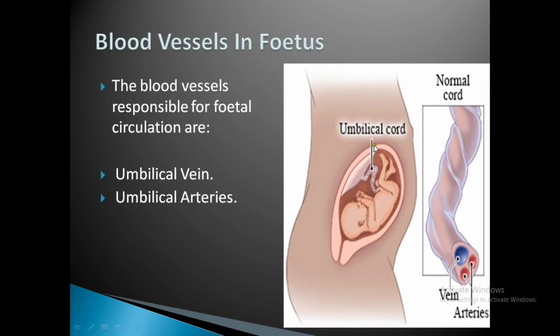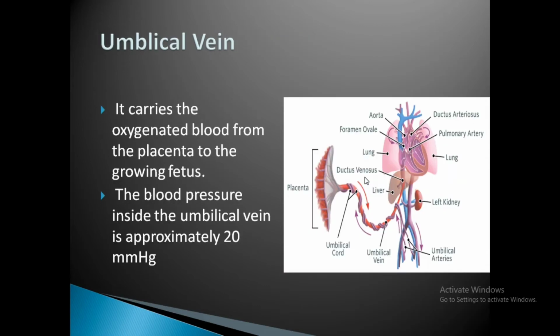Now you can see that this is the baby in the womb, that is in the uterus, and the baby is connected to the placenta through the umbilical cord, and this umbilical cord contains the umbilical vessels, that is a single umbilical vein and paired umbilical arteries.